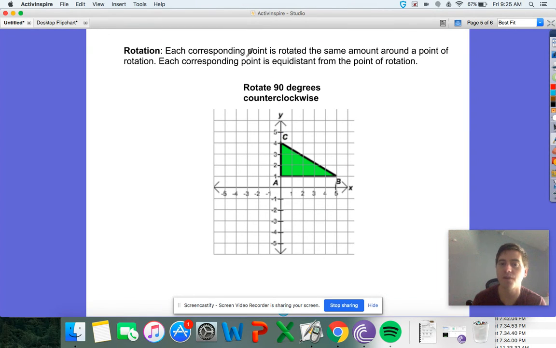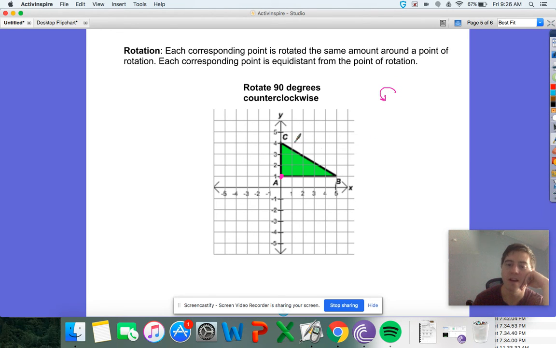Rotations. Each corresponding point is rotated the same amount around a point of rotation, and each corresponding point is also equidistant from the point of rotation. So counterclockwise, I forgot to give a point of rotation. I meant to say counterclockwise around A. So counterclockwise is the opposite way of a clock, so that way.